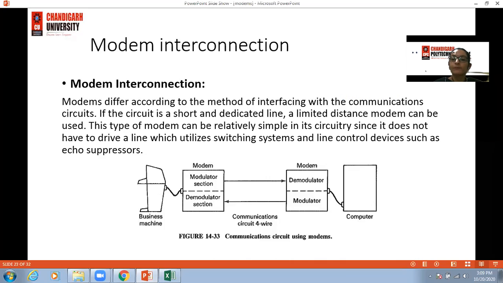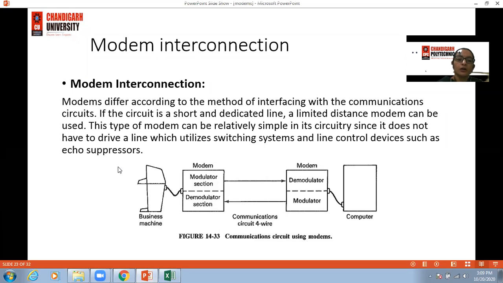Now let us start with the interconnection or interfacing of the modem. The modems differ according to the method of interfacing with the communication circuits. If the circuit is short and a dedicated line, a limited distance modem can be used. This type of modem can be relatively simple in its circuitry since it doesn't have to derive a line which utilizes the switching systems and line control devices such as the echo suppressors.